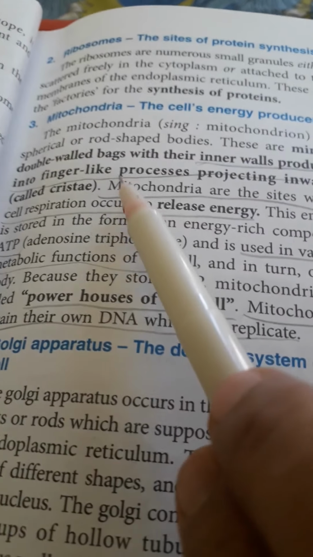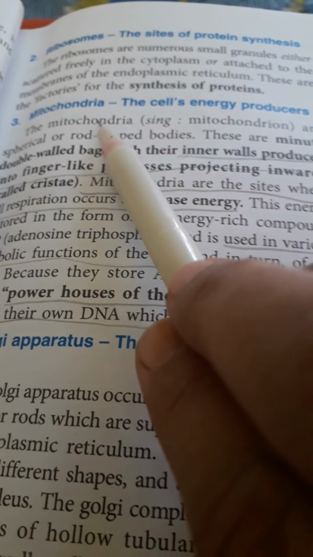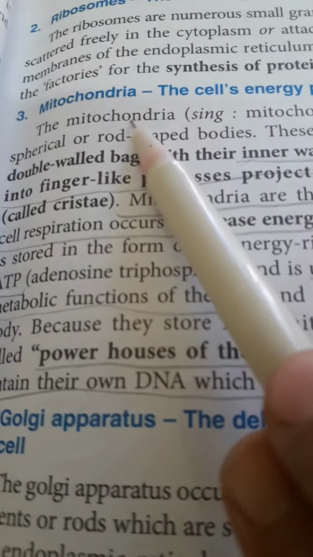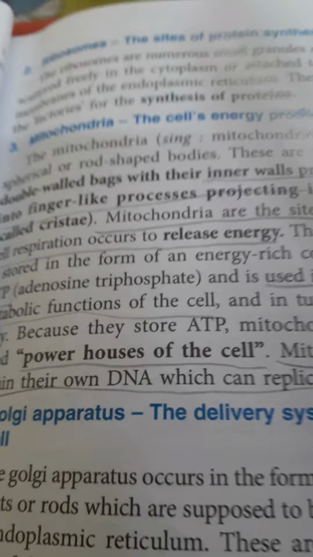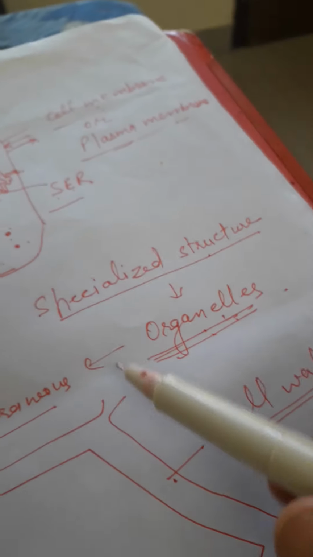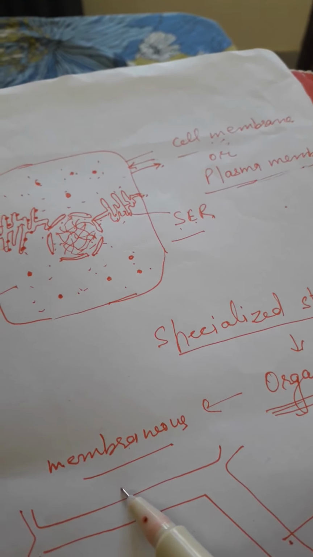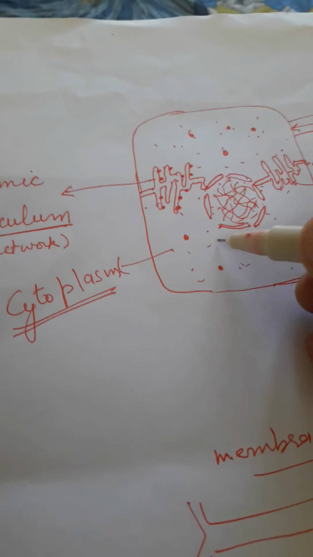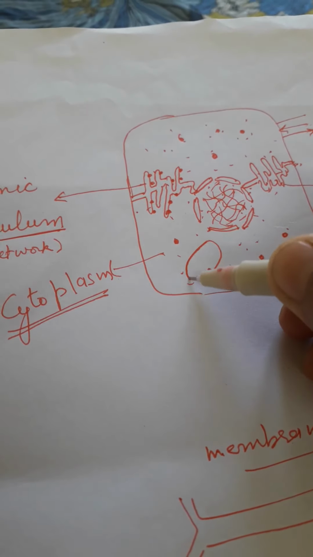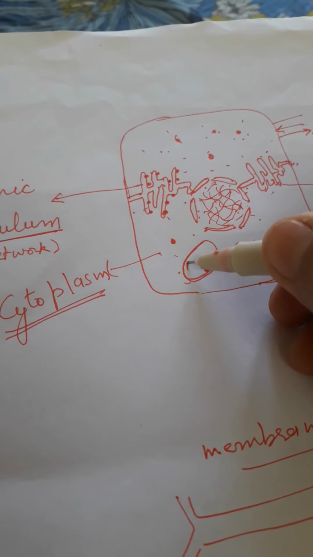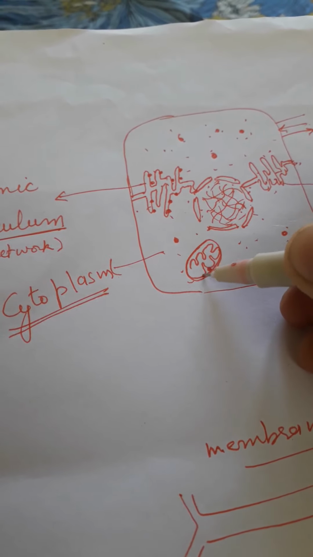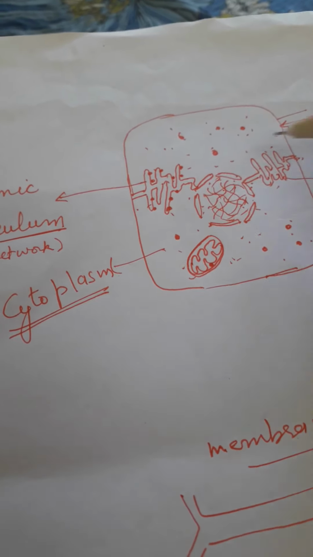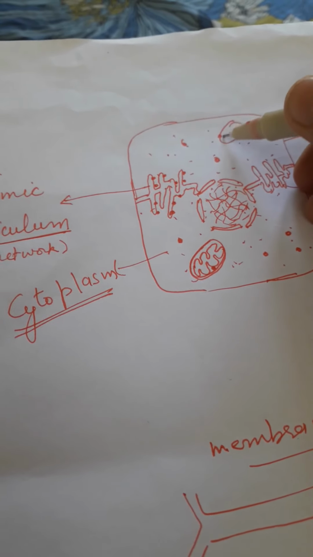The next organelle we are going to study is mitochondria. The singular is mitochondrion, or you can call it mitochondria. As I told you earlier, all these organelles are membranous; they all have their membranes. Now let us draw mitochondria. This is the outer membrane of mitochondria. The inner membrane has numerous folds in it, so you need to draw it in this way. There are many folds. Another one we can draw on this side. You can draw it anywhere in the cell.